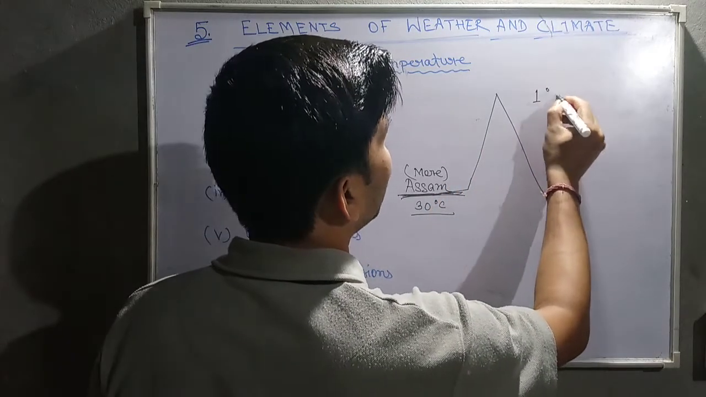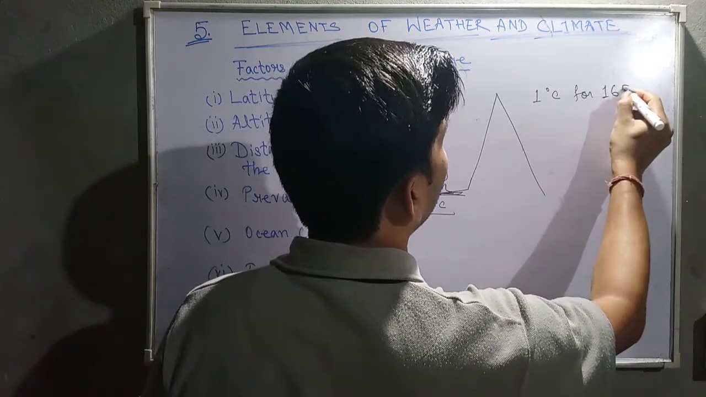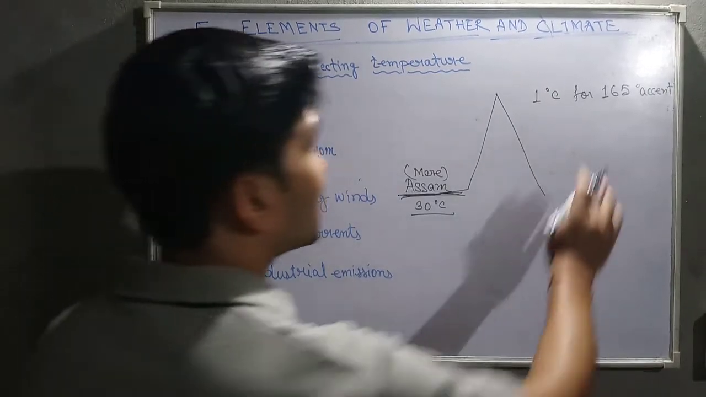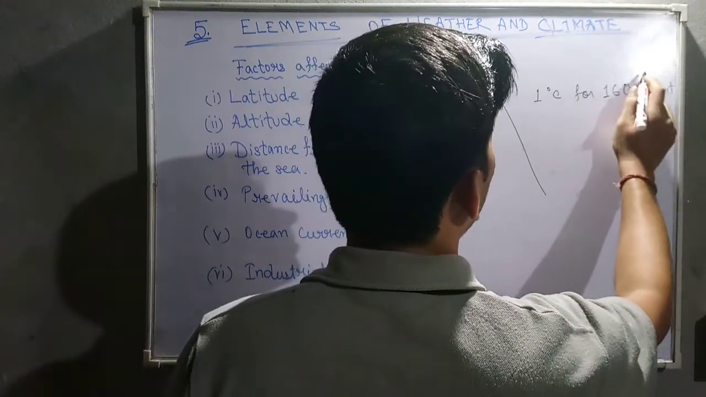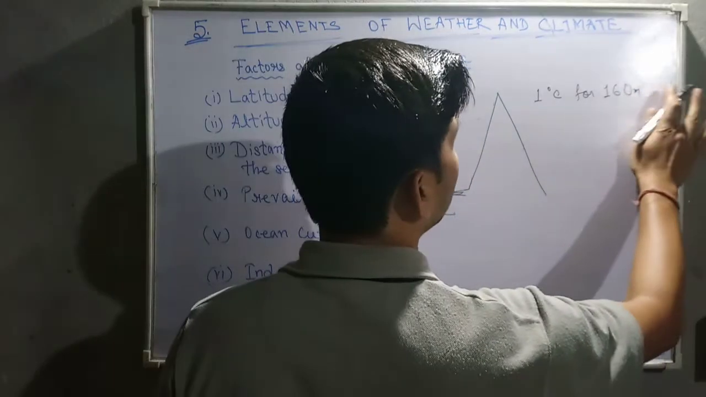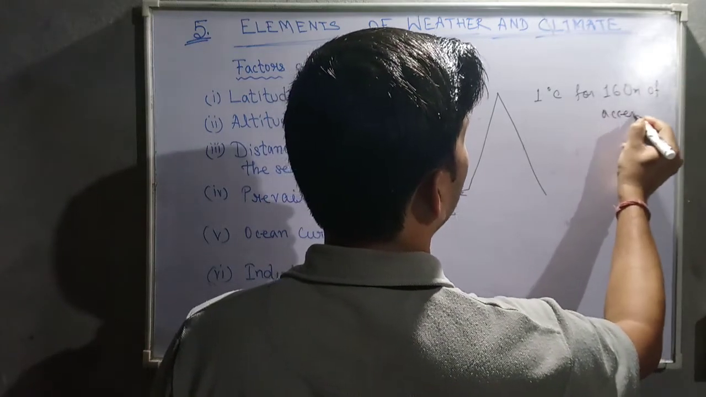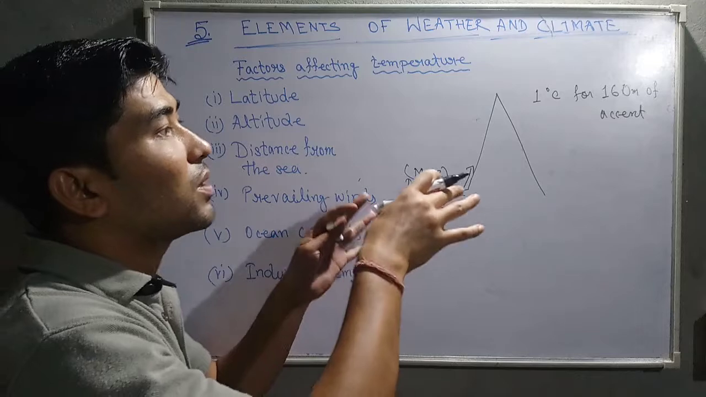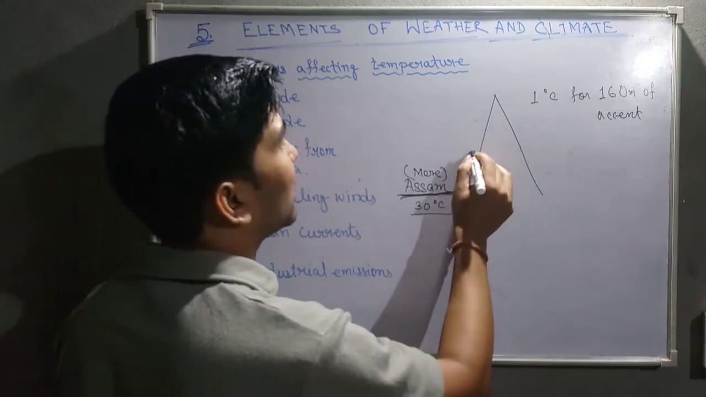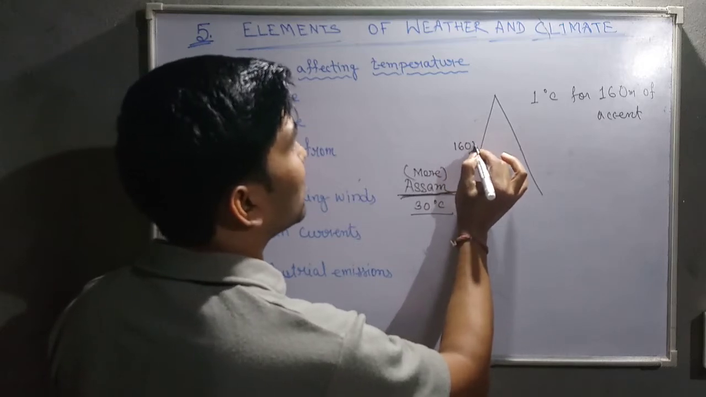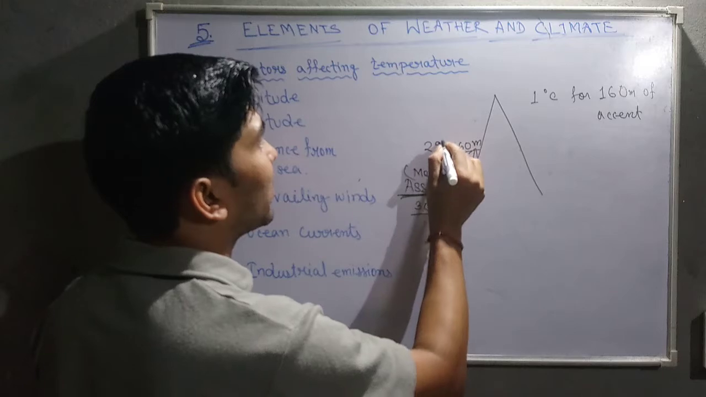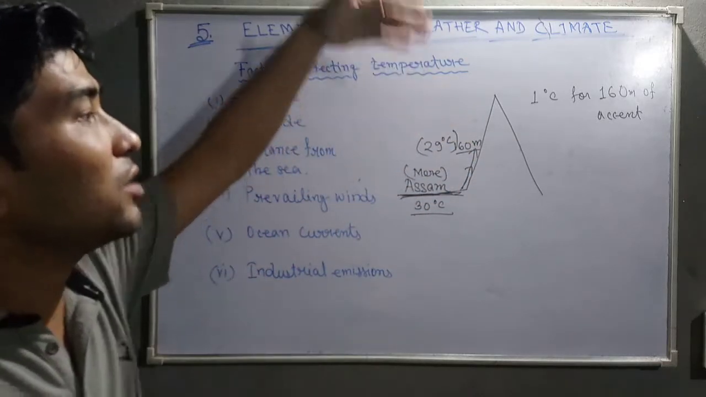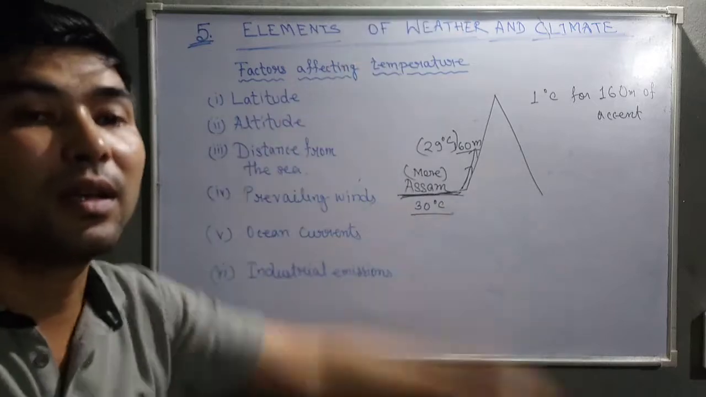That is 1 degree Celsius for every 160 meters of ascent. That means as much up as you go, that much the temperature will come down. So for example, from Assam you are moving towards Meghalaya and you have crossed 160 meters, then the temperature will come down to 29 degrees Celsius. Again, if you go up another 160 meters, then the temperature will come down to 28 degrees Celsius.